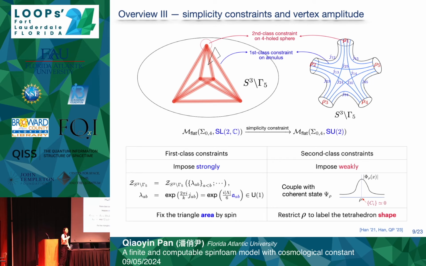And the second class constraint, we want to impose them weakly. To impose them weakly, we couple it with coherent states, which are peaked at the constraint surface. And this coherent state labels the tetrahedron shape. Then in this figure, you see it's even more like a GFT diagram. But here, the annuli are addressed by spins, and the four spheres are addressed by this coherent state label.